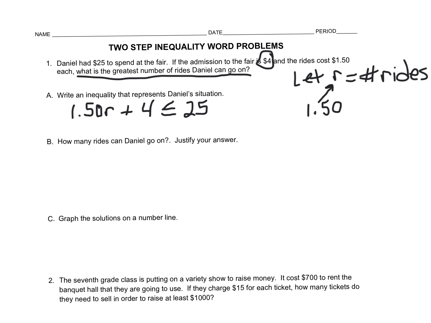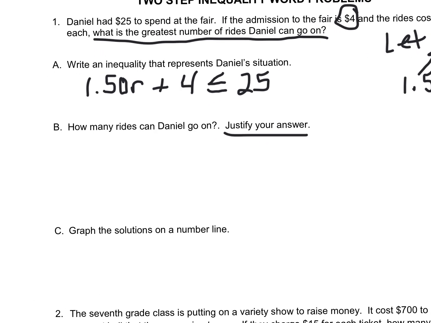So let's say he wants to ride only 5 rides. Can he do 5 rides? If he wants to ride 20 rides, is he able to do 20 rides? Okay, and that's what we want to find out. How many rides can Daniel go on? So when it says justify your answer, that means let's solve this inequality and work from there to say the number of rides that he can ride.